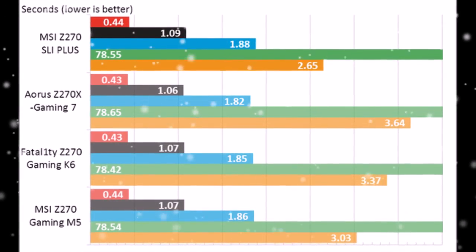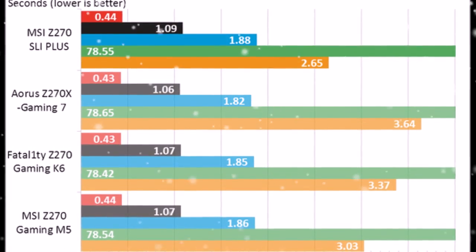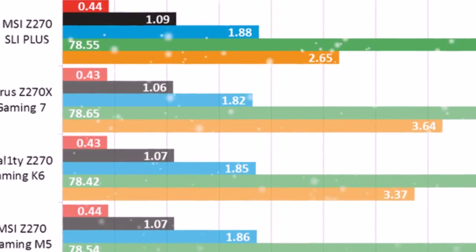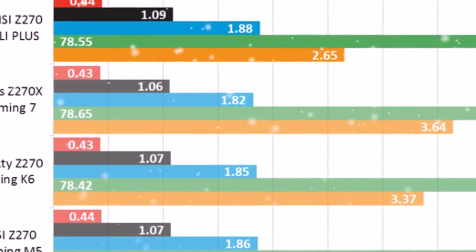Pre-orders for the MSI Z270 Gaming Plus are so far accepted only in some Western European stores. Prices start from 140 to 185 euros.